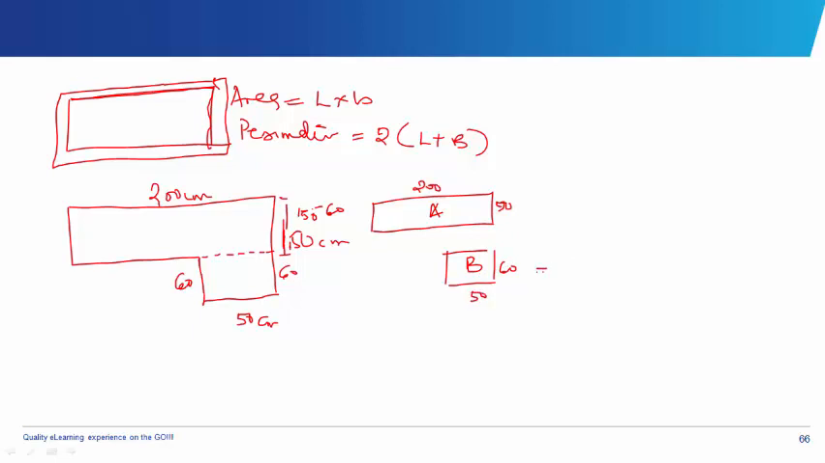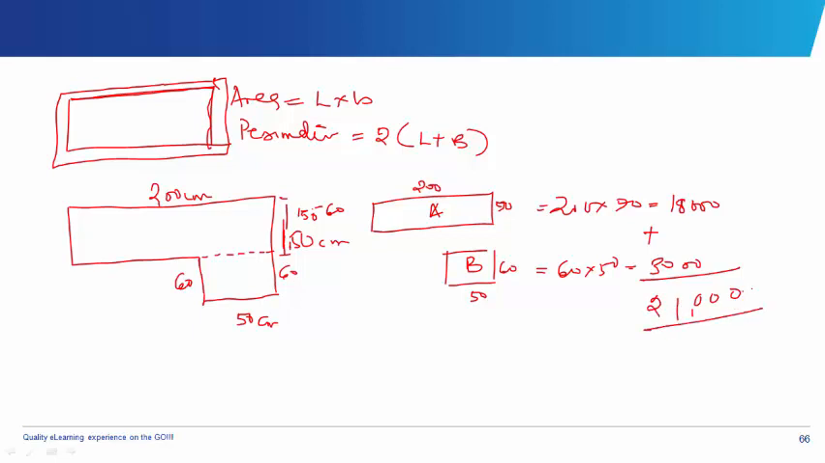So the area of object B will be 60 times 50, and A will be 200 times 90, which is 18 with 3 zeros, and this equals 30 with 4 zeros. 30 with 3 zeros. So once we add, we have 21,000 as the area of the object. Okay. Now let's try another example.